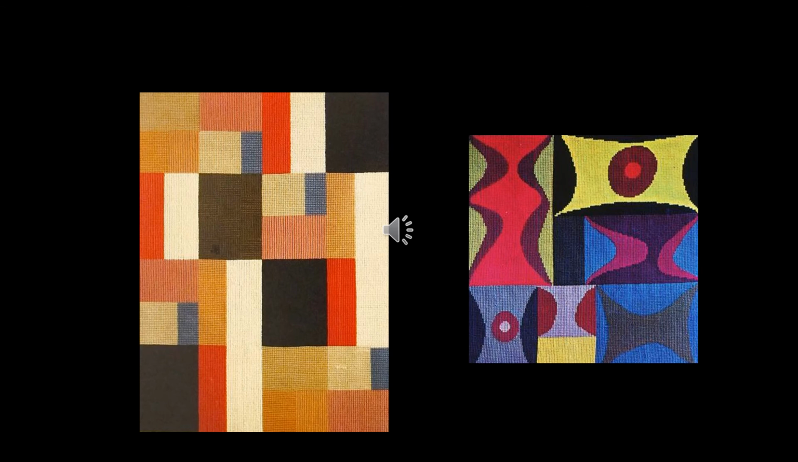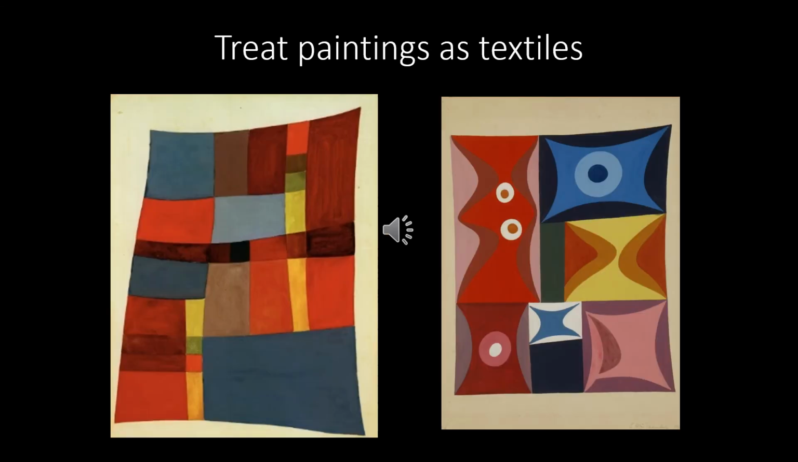In the same way that she treated textiles as paintings, she also treated paintings as if they were textiles. Did I just say that right? I don't know what I just said, but there are great examples of her painting images like these, where the paint itself, she really emphasizes the fact that it's like she's painting a textile.